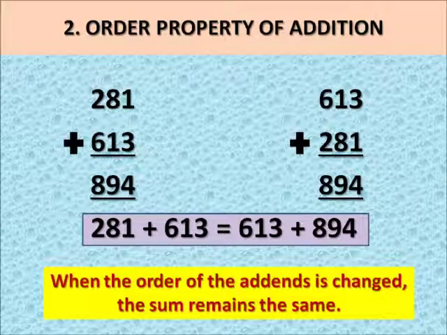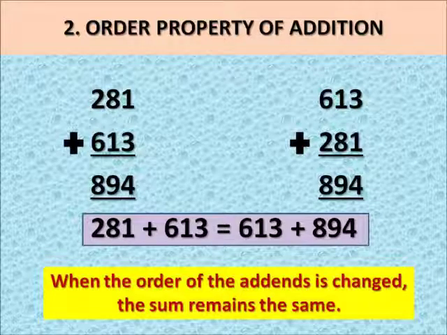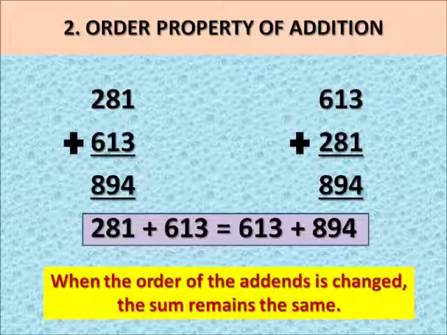Next is order property of addition. This is the second property of addition. Again we are going to take the example of two numbers. Let us take the numbers 281 and 613. Now when we add 281 and 613, we get the sum 894. Now let us change the order of addends.